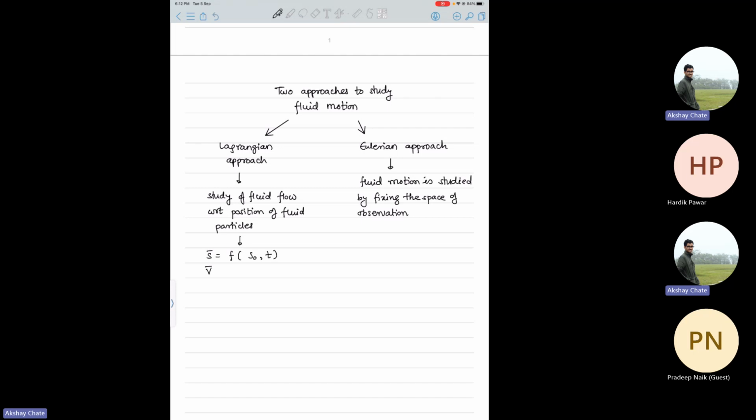And then you define velocity as the rate of change of position with respect to time, and acceleration as the rate of change of velocity with respect to time. I am representing the vector quantities with a horizontal line on top of the variable here. Later we will drop this because it will become cumbersome. Here you define your velocity as a function of x, y, z and time, and similarly acceleration also as a function of x, y, z and time.